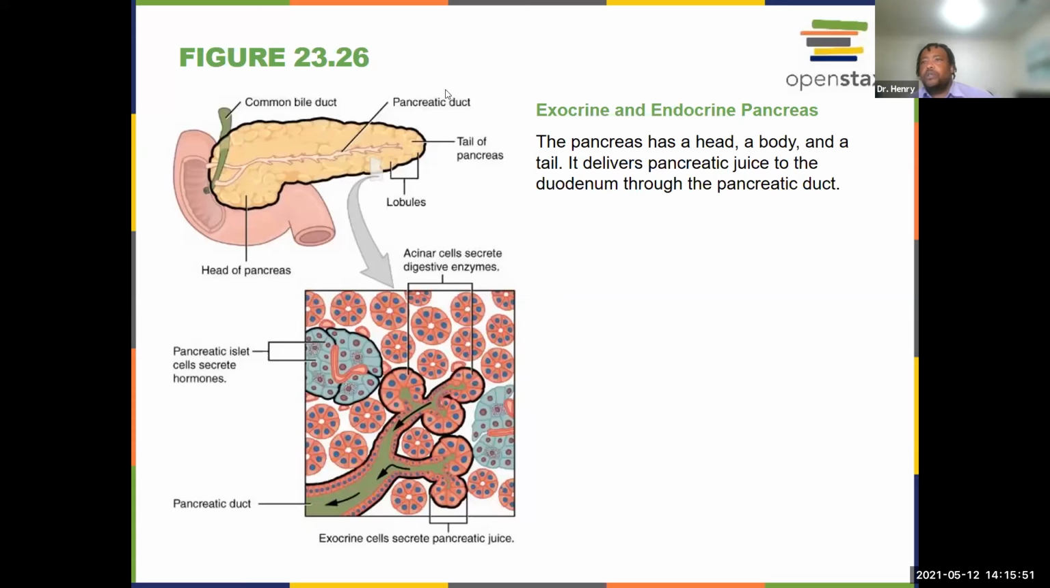We already talked about the islet cells, but this is the pancreatic duct. So this is where all the pancreatic juice is going to be generated from. The acinar cells are located, I guess, at the base of the pancreatic duct. They're going to be generating all of those pancreatic juices that we're going to be using. Those juices are going to be delivered to the duodenum through the pancreatic duct.